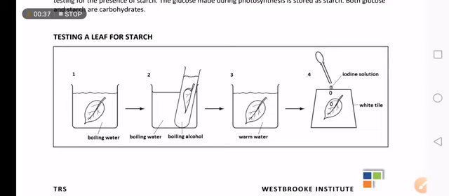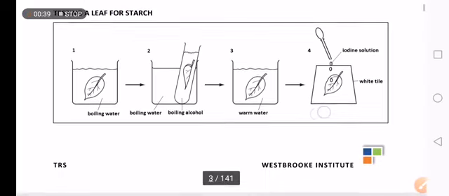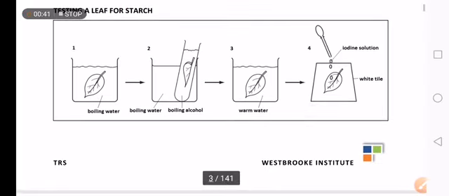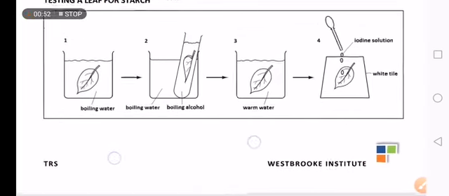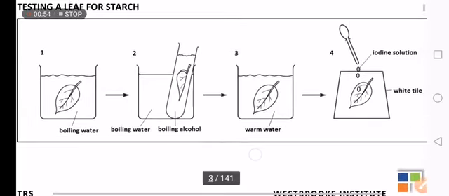Today we want to learn how to test the presence of starch in a leaf. I have 4 stages that I'm going to explain here, and once I'm done with these 4 stages, we will know how to test a leaf for starch. Okay, let's get into our lesson.